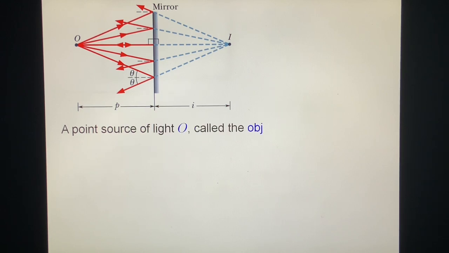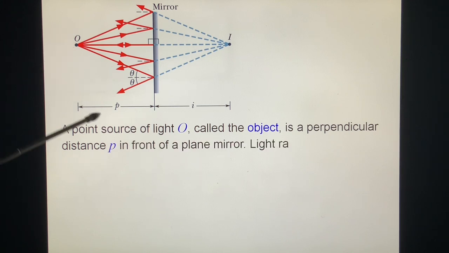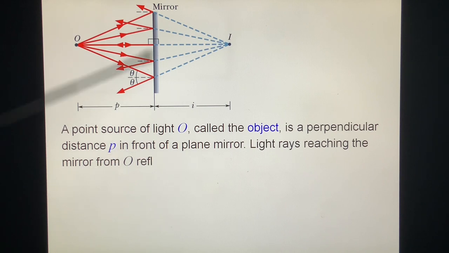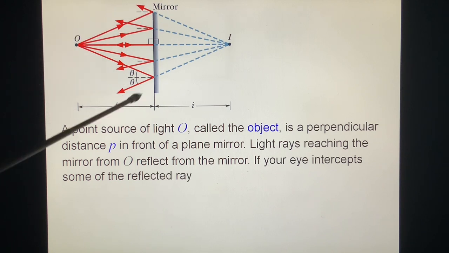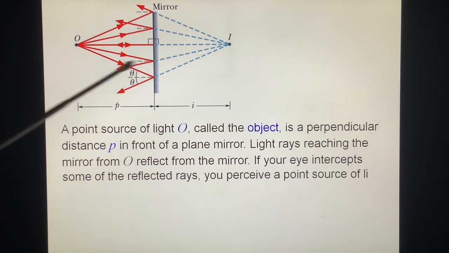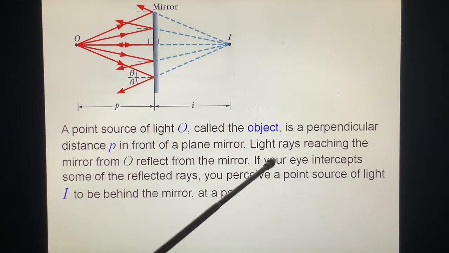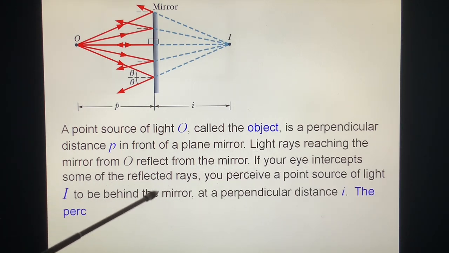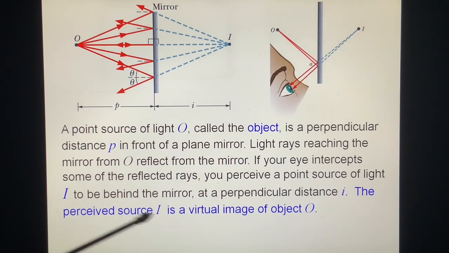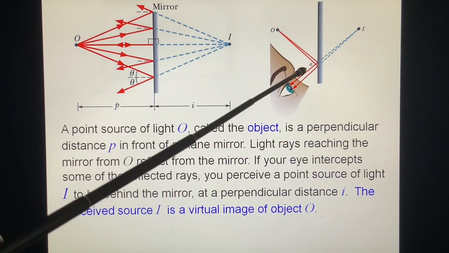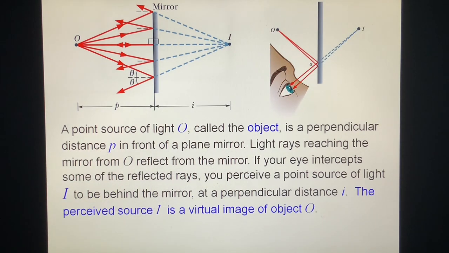A point source of light, O, called the object, is a perpendicular distance p in front of the plane mirror. Light rays reach the mirror from O and reflect from the mirror. If your eye intercepts some of the reflected rays, you perceive a point source of light, I, to be behind the mirror at perpendicular distance i. This is what you can see, behind the mirror. The perceived source I is a virtual image of object O.